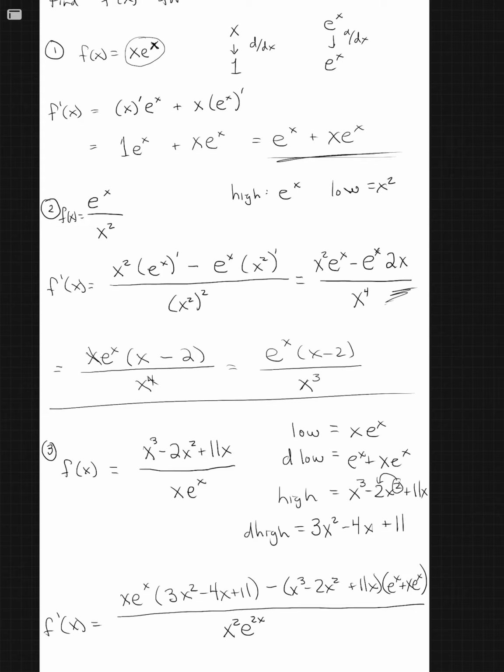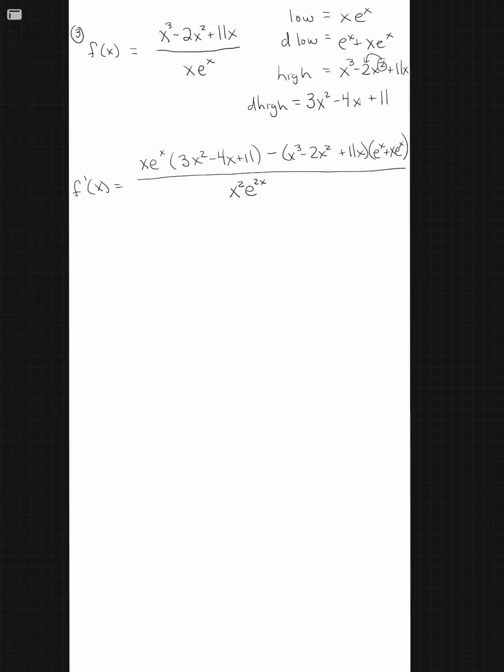So we could simplify that if we really wanted. There's not really anything calling us to do that. We can just leave it the way it is. Especially since we could maybe cancel out an e to the x, but that's not actually going to make our lives any simpler. So that's a perfectly fine final answer, right? Quotient rules can tend to get to looking kind of nasty.